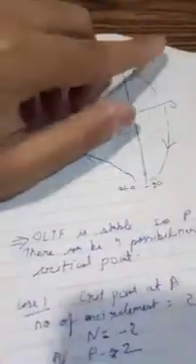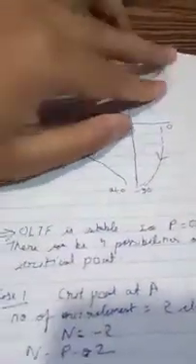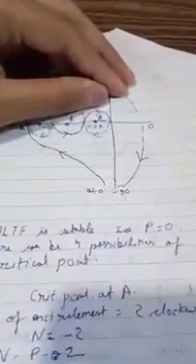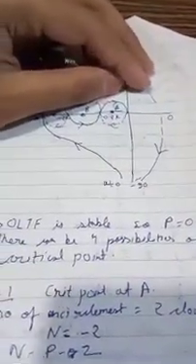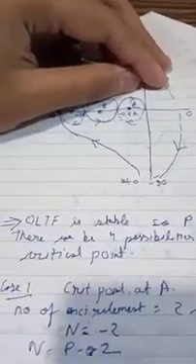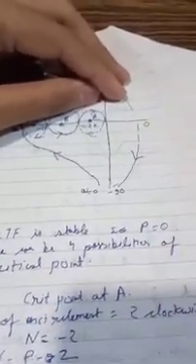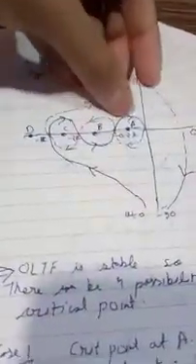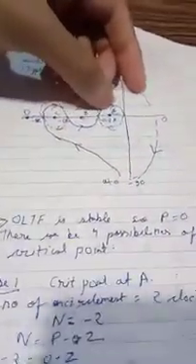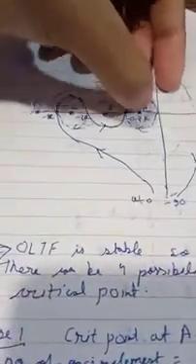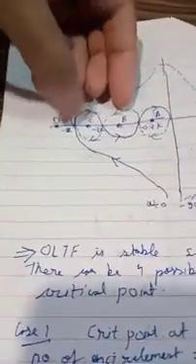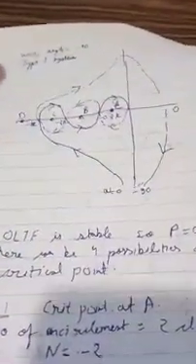So the question says that open loop transfer function is stable. So p is equal to 0 because p denotes the number of right hand poles of open loop transfer function. So open loop transfer function is stable, hence p is 0. Now there can be four possibilities of the critical point. Critical point is at point A, point B, point C, or point D. So we have to check for all these four possibilities.